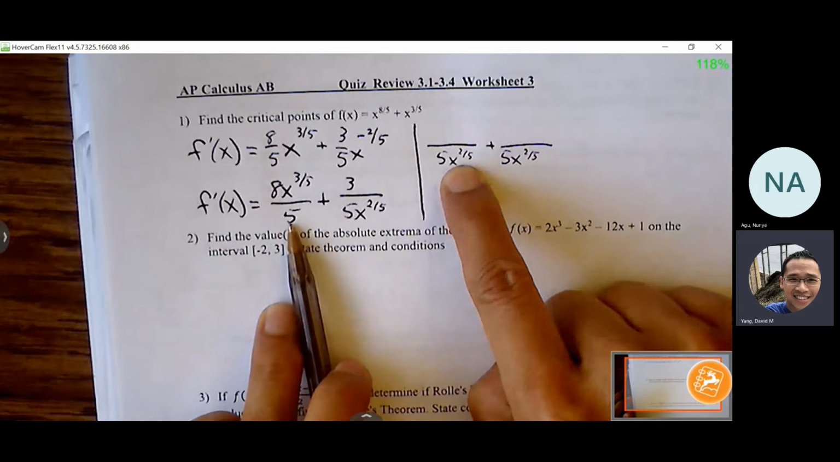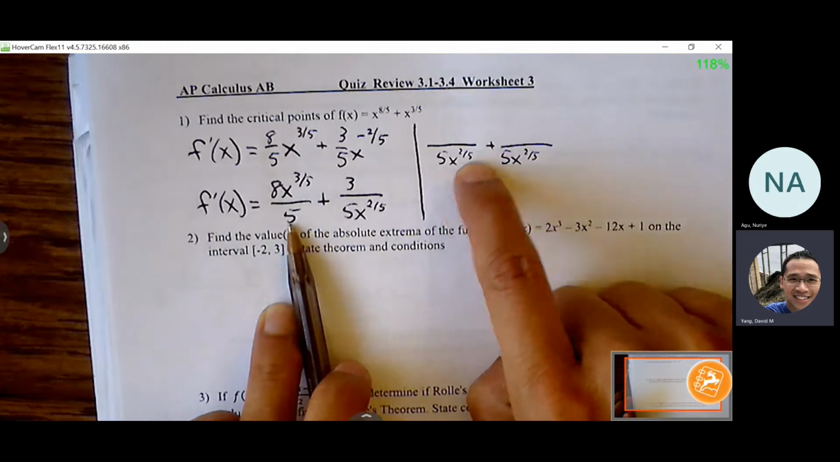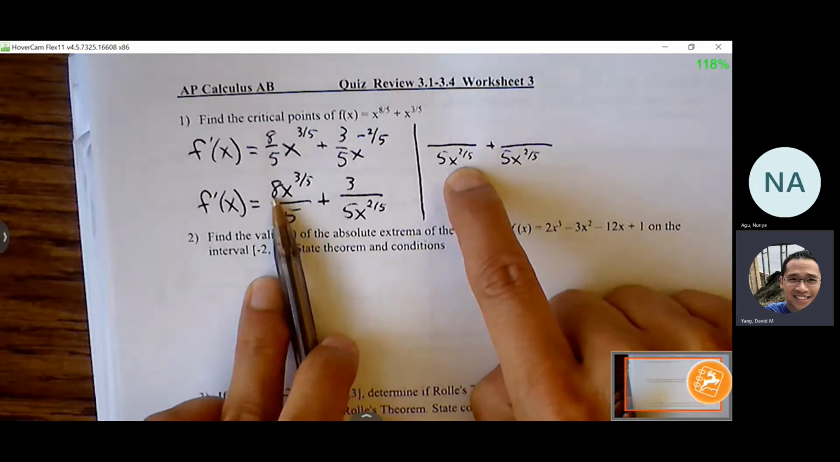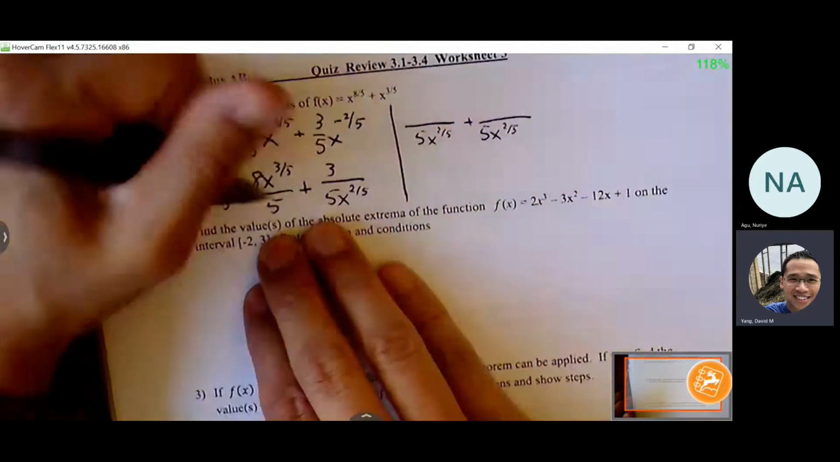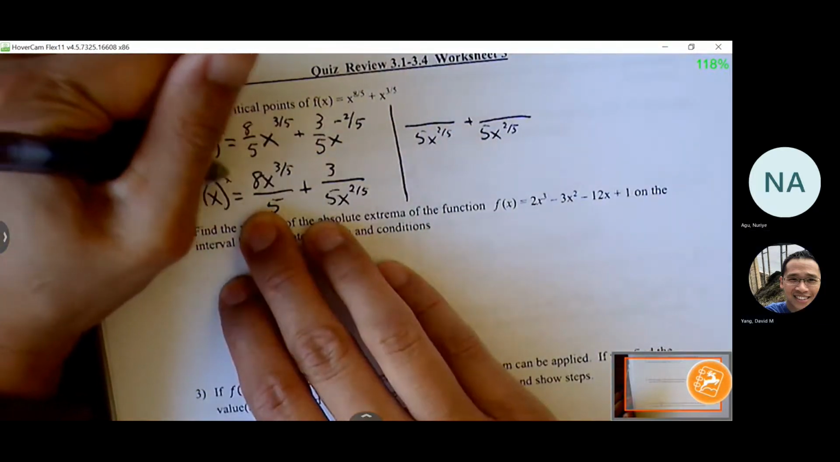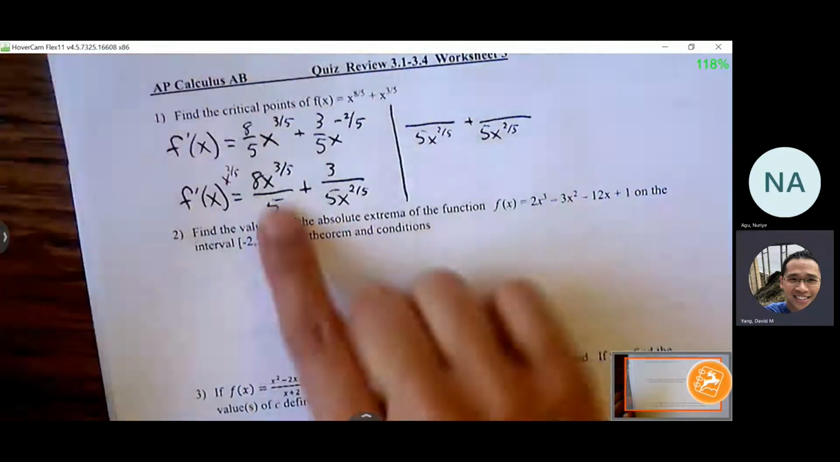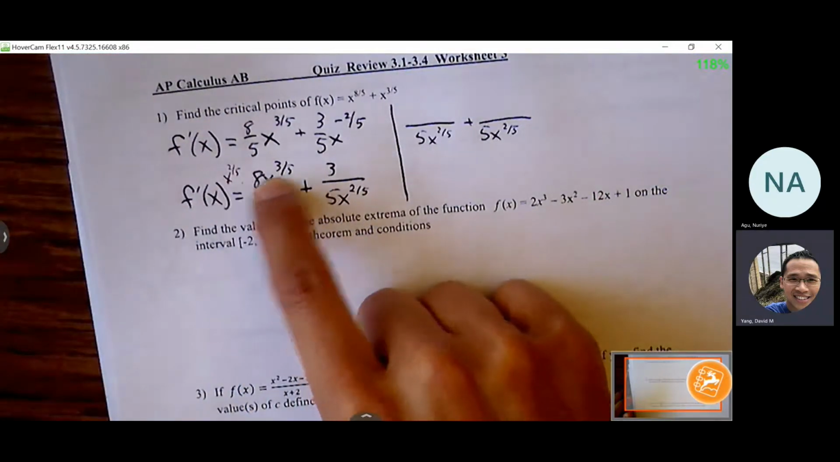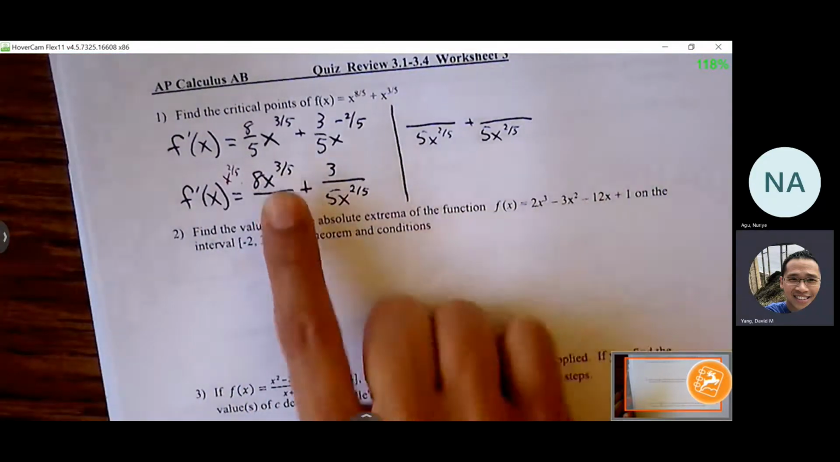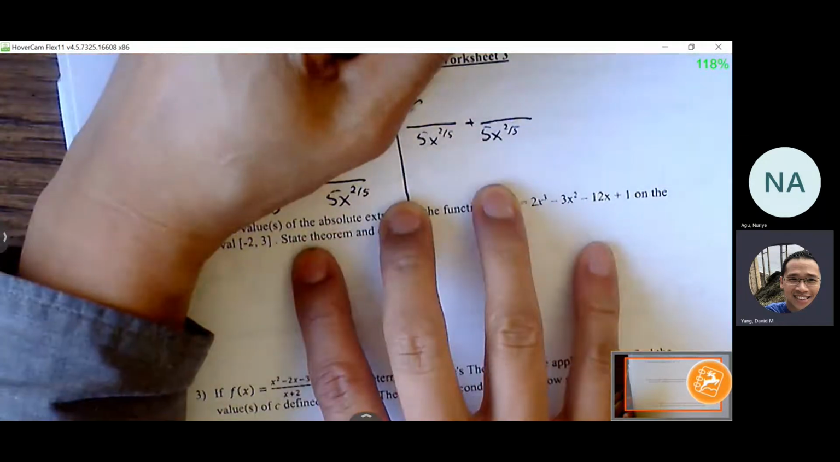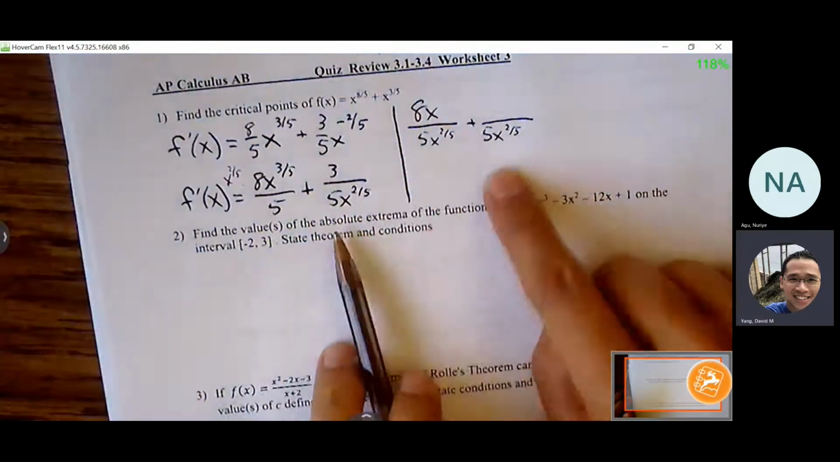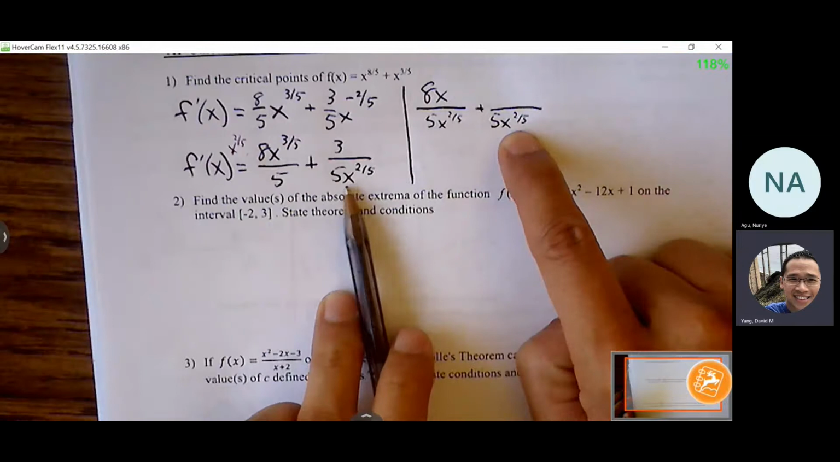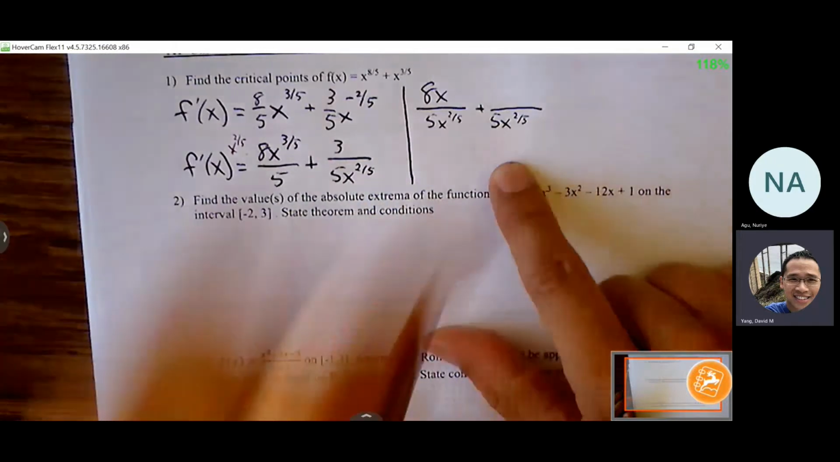Balancing the fractions, this denominator to this denominator, I need to multiply by x^2/5. So numerator gets multiplied by x^2/5. If I multiply x's, I'm adding the exponents. So 2/5 plus 3/5 is 5/5, which is 1. Second fraction denominator, there's no changes. So that 3 will stay.